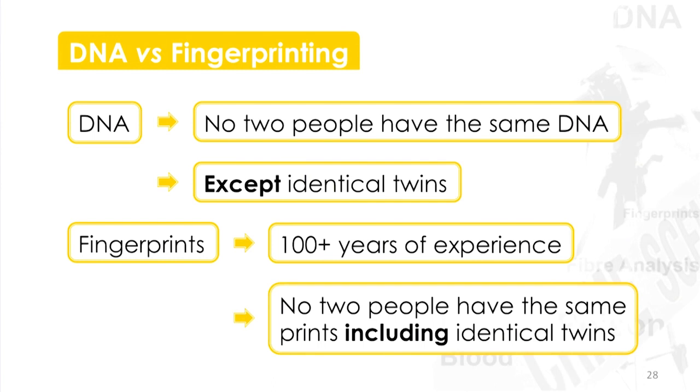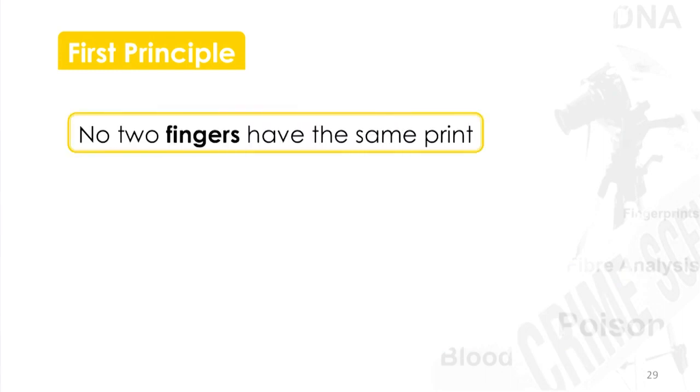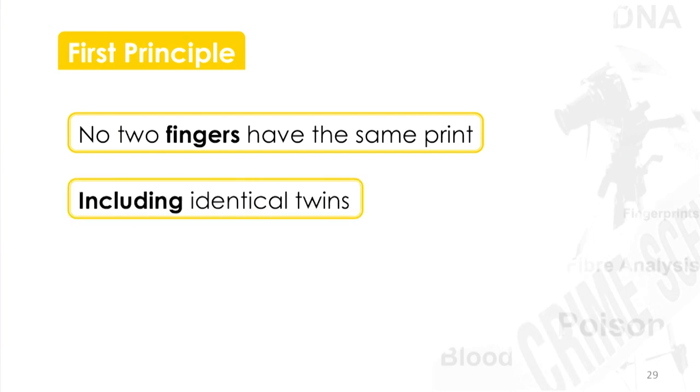The reason that identical twins can have different fingerprints is that identical twins are identical at the moment of conception. Everything that happens after conception is not necessarily identical and can be different. And fingerprints, of course, are formed later. So the first principle of fingerprinting is about difference. And the first principle is that no two fingers have the same prints, including identical twins. That's why when you're fingerprinted, they take all 10 prints.